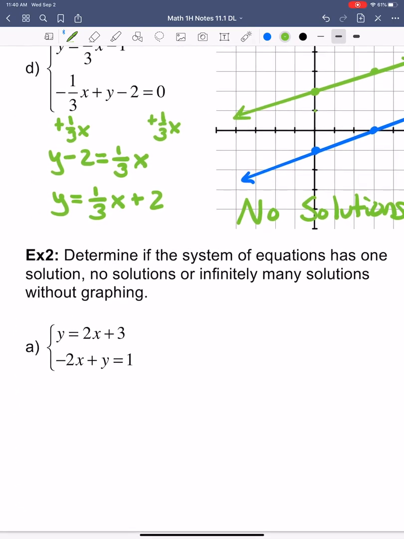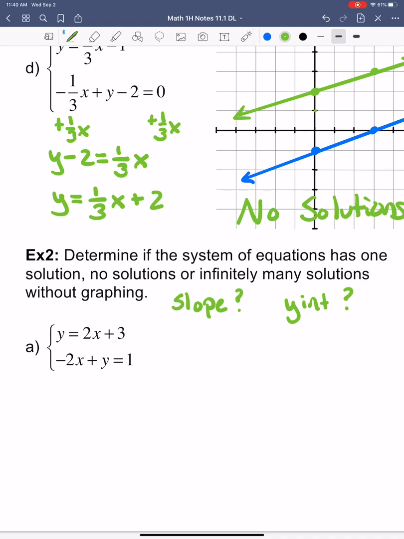Okay, we're going to move down to the next one. It says determine if the system of equations has one solution, no solutions, or infinitely many solutions without graphing. So without doing any graphing, we can do that all based on the slope and the y-intercept. So we need to know the slope and we need to know the y-intercept. I'm going to write that here, slope and the y-intercept. And if we know that, then we can make this determination.